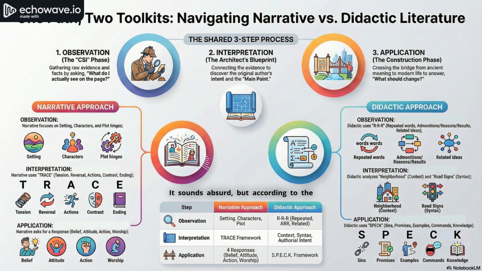It sounds absurd, but according to the fascinating stack of sources we are jumping into today, that is exactly what most of us are doing when we try to read ancient texts. Yeah, it really is a profound category error. We take incredibly complex historical literature, which was designed to guide human behavior and shape entire societies, and we read it using the completely wrong set of expectations. We crash because we don't understand the architecture of what we're looking at.